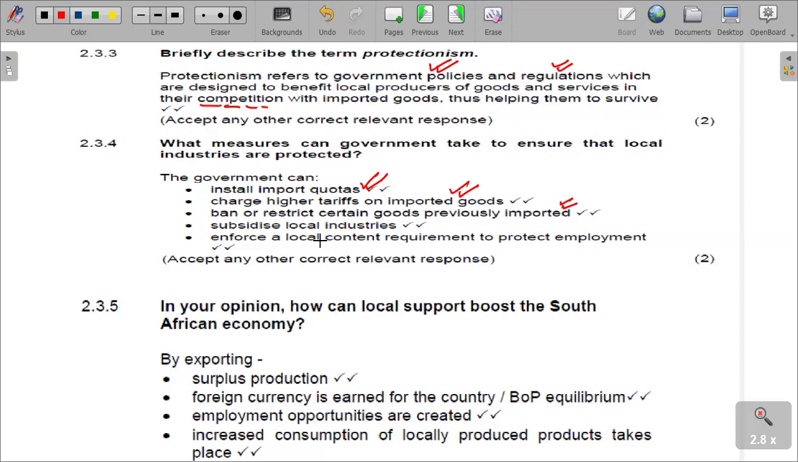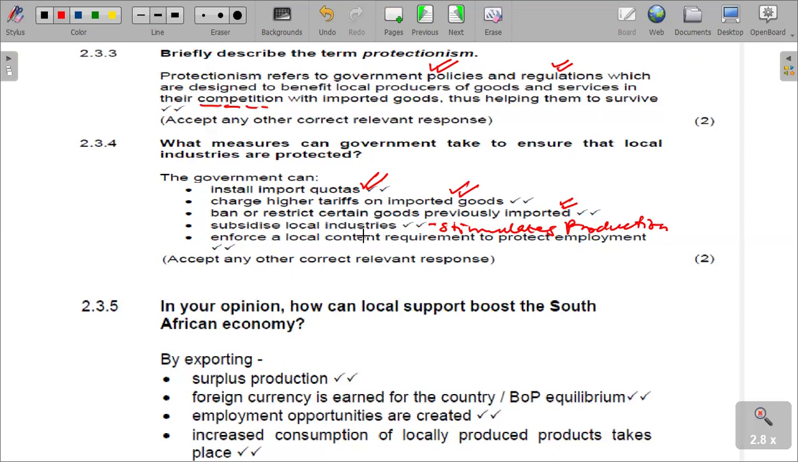Subsidize local industries. Subsidizing is a mechanism that stimulates production from local businesses. Local businesses can therefore produce more by being given coverage of some of their costs. Government pays some costs that the local industries are incurring, so they meet their expenses, thereby promoting production within the local industries.